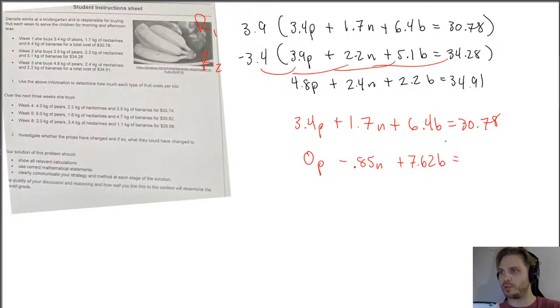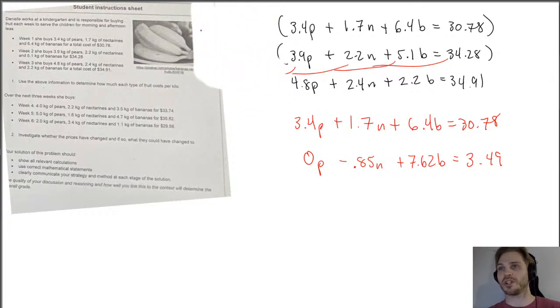7.62b. And then we're going to do 3.9 times 30.78 minus 3.4 times 34.28, and this is going to give us 3.49. Okay, so we're going to do the same process now.